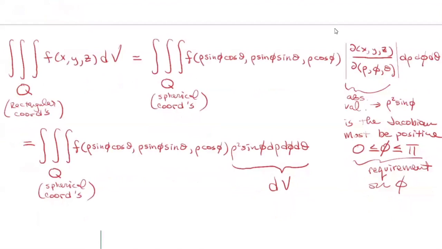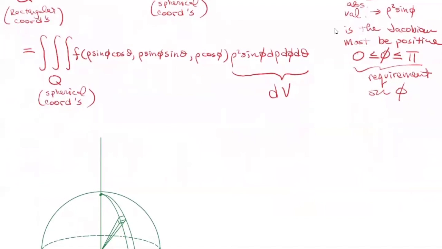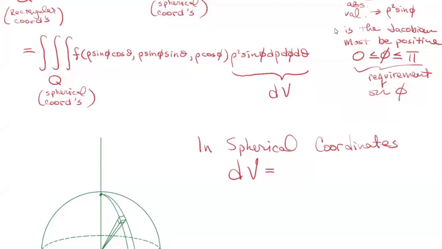Okay, so let's just make this perfectly clear. In spherical coordinates, dV has to be rho squared sine phi d rho d phi d theta. Okay.